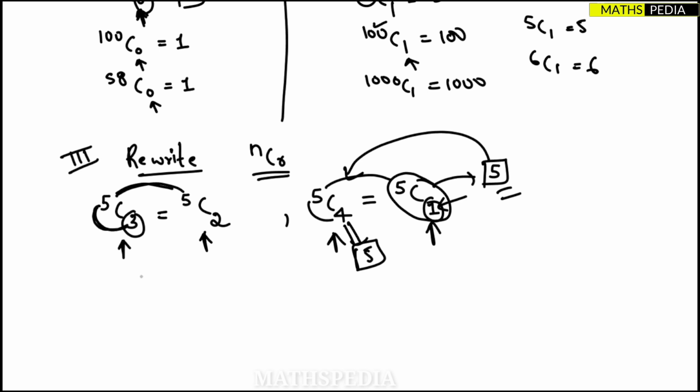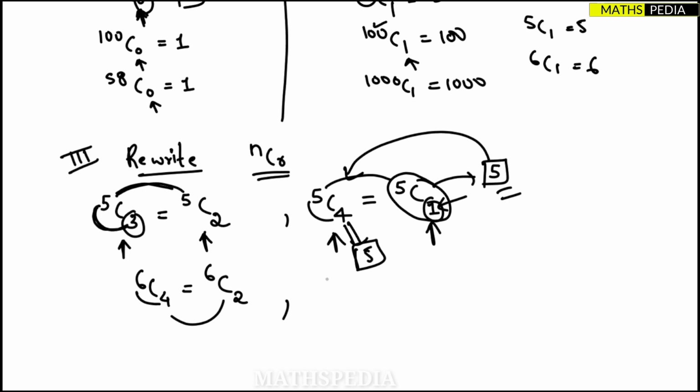So if I say 6C4, what are you going to write it as? 6C4 is nothing but 6 fixed on top, and the down portion will be the difference of 6 and 4, which is 2. 6 minus 4 is 2. So the answer of 6C2 and 6C4 will be the same. This is what rewriting the combination means.